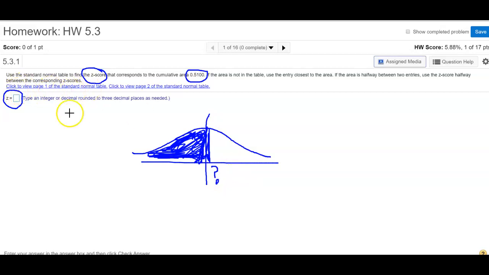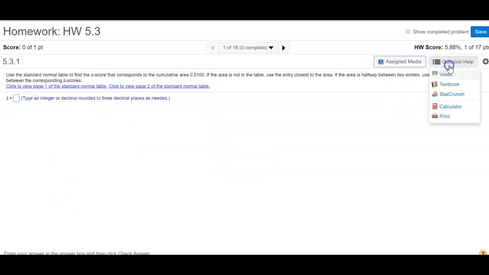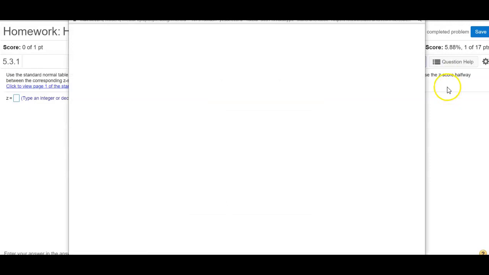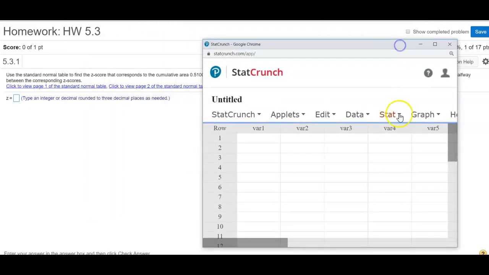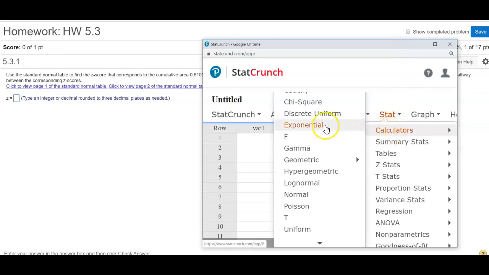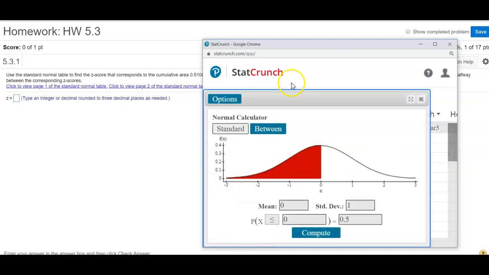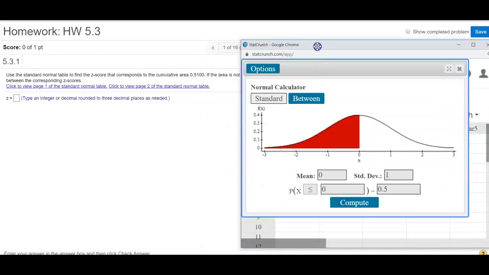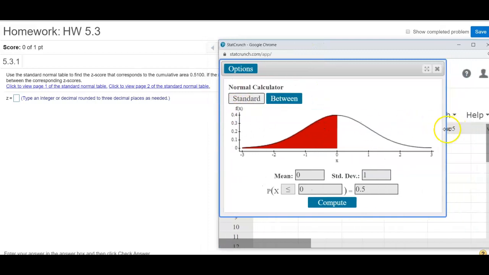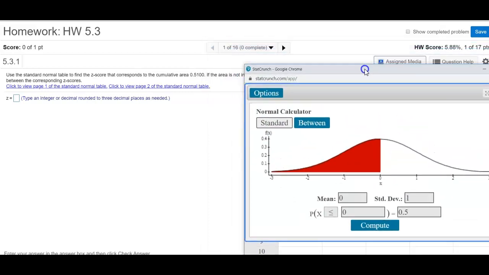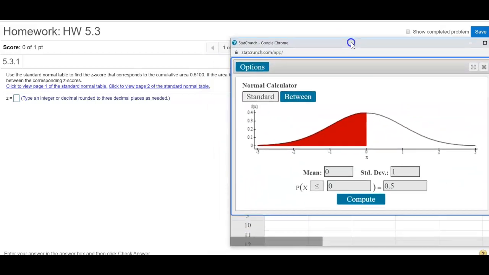We will not be using the table here. We will be going and clicking on StatCrunch. You will go to Stats, Calculators, all the way down to Normal. Stats, Calculators, and Normal. So you should be having this calculator with you all the time. So I'm going to go ahead and expand this one so y'all can see. Remember, step one is to see what kind of distribution it is. They said it's a standard normal. So my mean is 0, standard deviation is 1. I don't have to change anything.